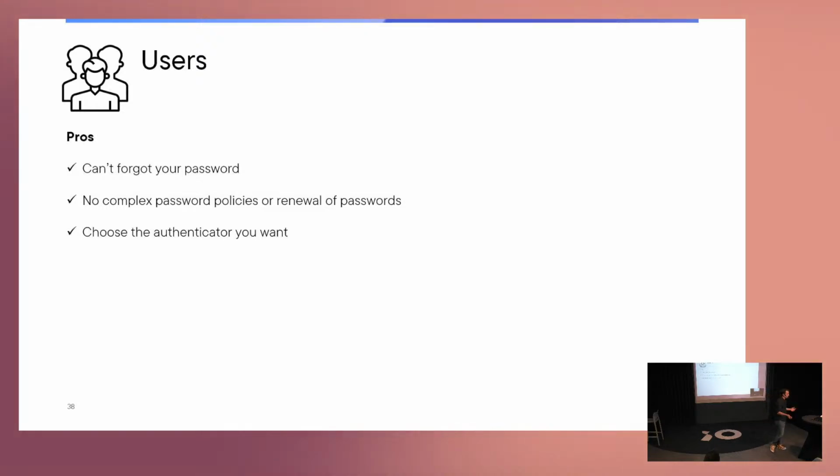You don't have to adhere to all these complex password policies, and no resetting of them anymore. And you can actually choose the authenticator you want. If you already have a YubiKey laying around, you can use it, but everyone also has a mobile device, so why don't you just use that?